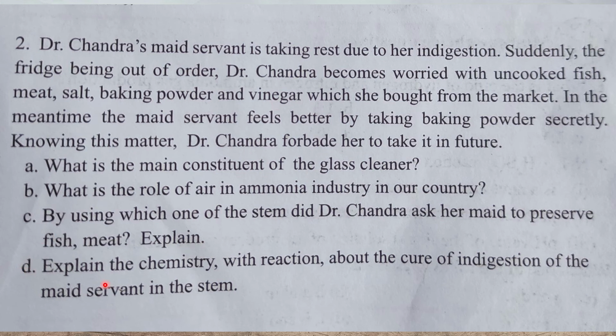D number question. Explain the chemistry with reaction about the cure of indigestion of the maid servant in the stem. Maid servant took baking powder. What is baking powder? The mixture of sodium hydrogen carbonate and tartaric acid. Sodium hydrogen carbonate is a basic compound. And why does indigestion occur? Indigestion occurs when the amount of HCl is increased in our stomach.